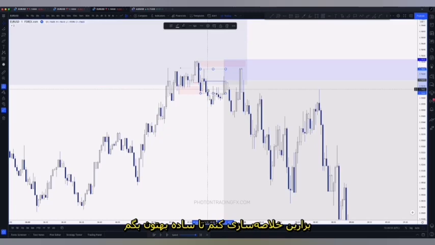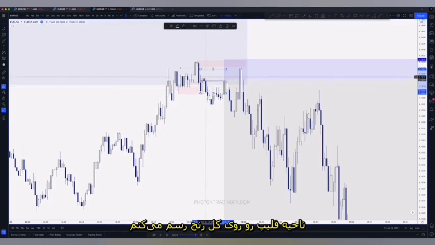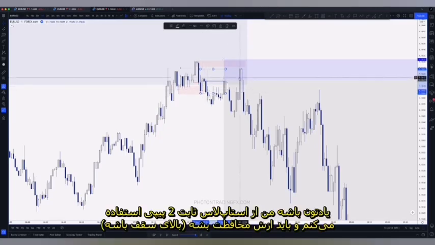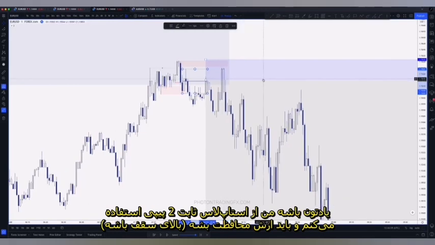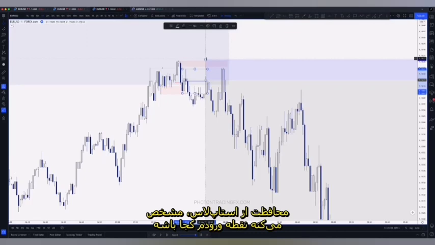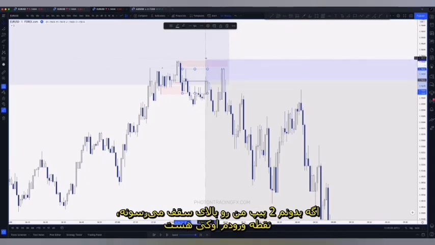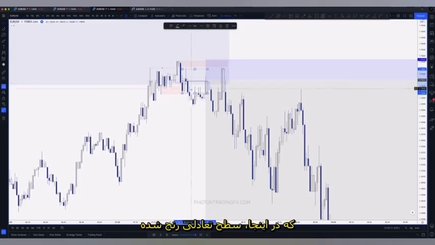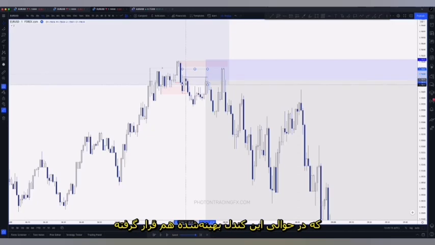Okay, let me summarize and keep this even more simple. I will draw my flip zone on the whole range, but remember, I always want a fixed 2-pip stop loss, and I need my stop loss to be protected. Protecting my stop loss defines where my entry goes. So if I know that this 2-pip can get me above the high, then that's where my entry has to be, okay? Which just so happens to be the EQ of the range, which just so happens to be around this refined candle, okay?